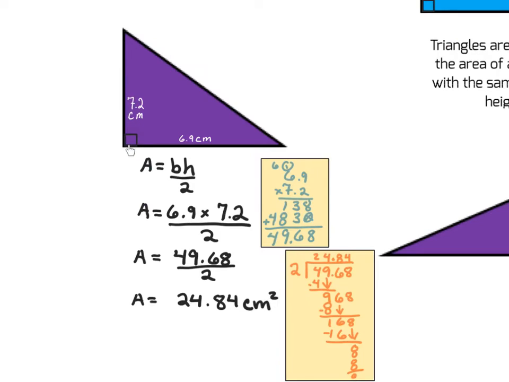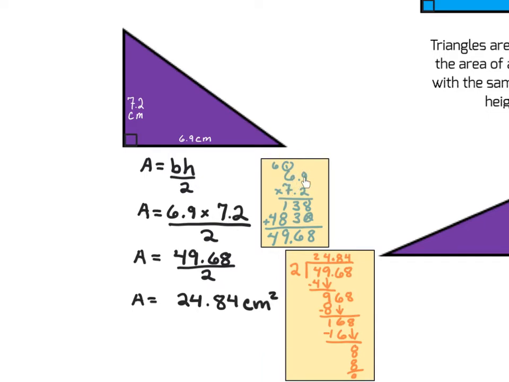Alrighty, and here we go with our first right triangle that we're going to solve for. And here I have a base of 6.9 and a height of 7.2. So I started with my formula, A equals base times height divided by 2. And then I plugged in the numbers. So I've got A equals 6.9 for my base, and then 7.2 for my height right here. And then that gets divided by 2. The first thing I do is multiply these two together.